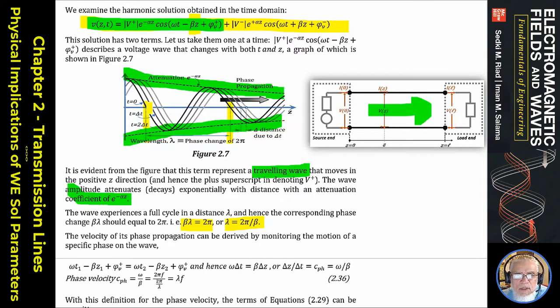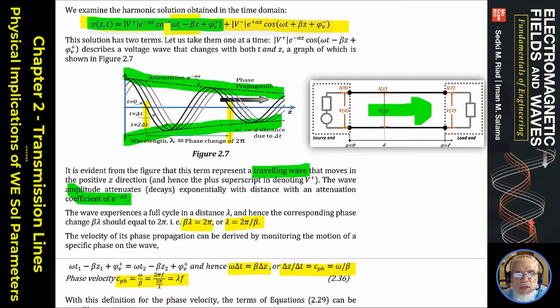All right, again, we want to see how fast. That means how much distance does the phase travel over a certain amount of time. So if we do that, and we express the change in delta z in terms of a change in delta t, you end up with this expression here, omega delta t is equal to beta delta z, from which delta z over delta t is equal to the phase velocity, which ends up to be omega over beta. Further development, you can see that c phase is equal to lambda times f, which is a famous expression you must have seen in earlier coursework.